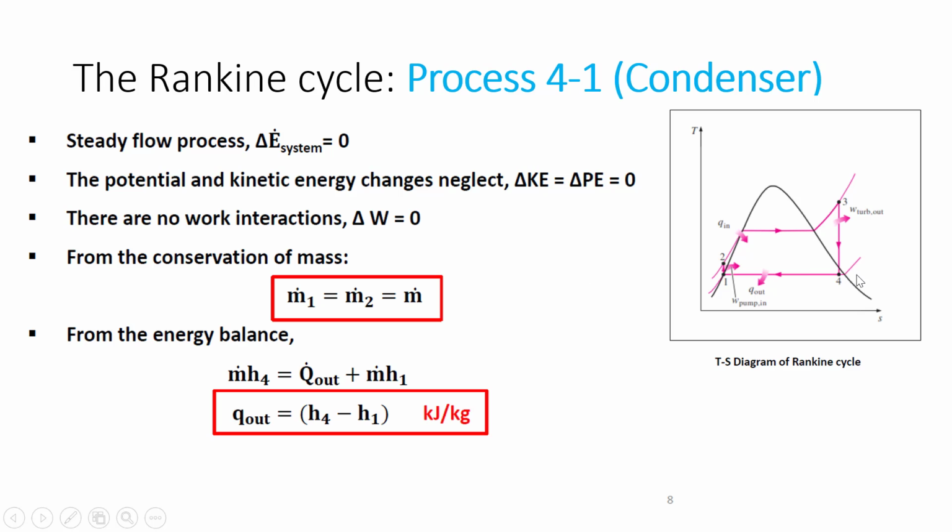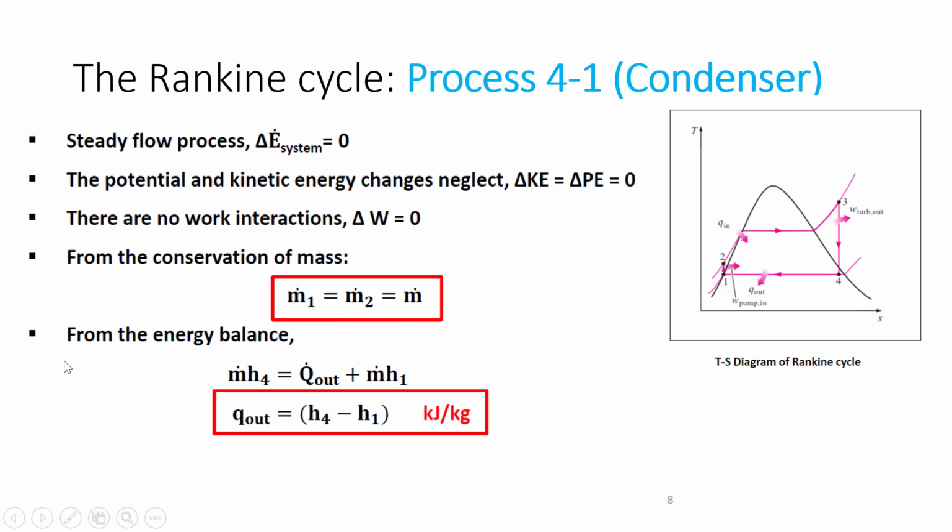So the work, we have nothing here. So work is also equal to zero. Okay, from the conservation of mass, we know the mass doesn't change at all. 1, 2, 3, 4. So m dot 1 equals m dot 4.